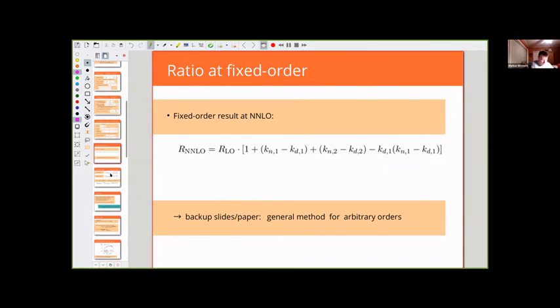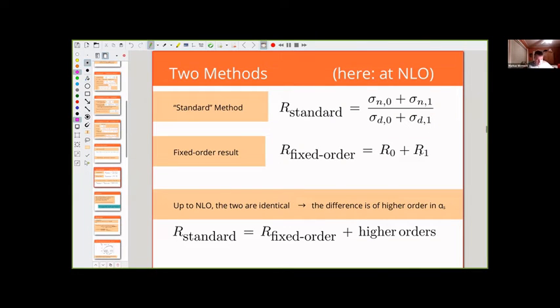So if you got lost in the formulas, let's just quickly summarize this. In the standard method, when we compute ratios of cross-sections in pQCD, we take the ratio of the fixed orders for the cross-sections, while here, in this case, we obtain the fixed order result for the ratio. So we have a leading order piece and a next to leading order piece for the ratio. Up to next to leading order, these two are identical. So the difference between these two results is of higher orders in alpha S.